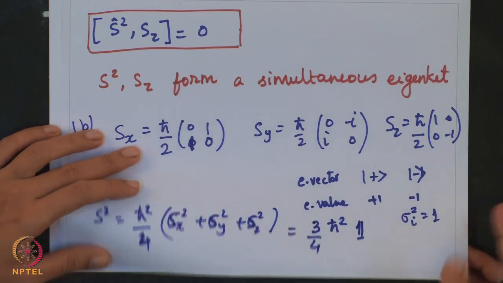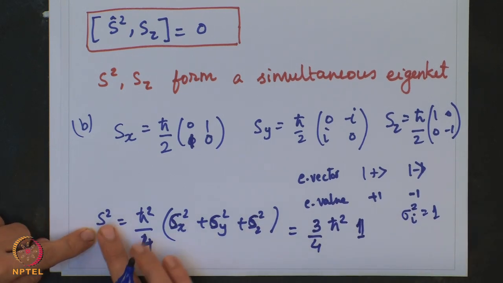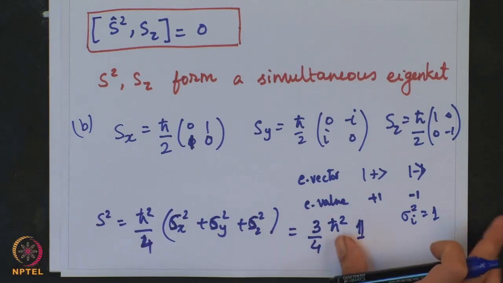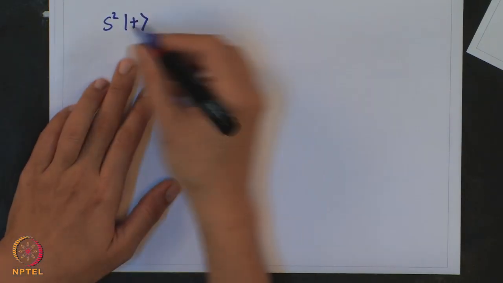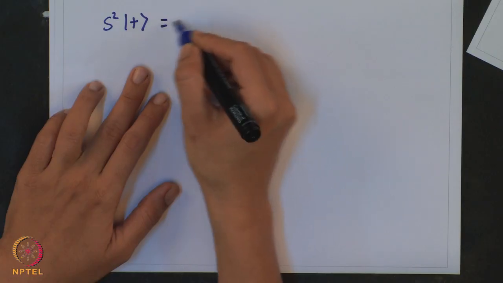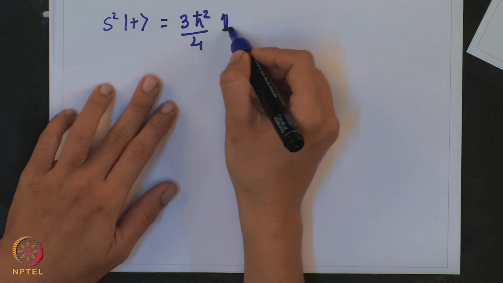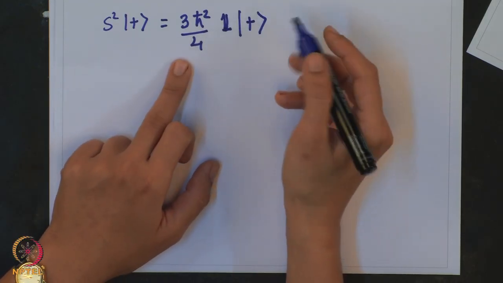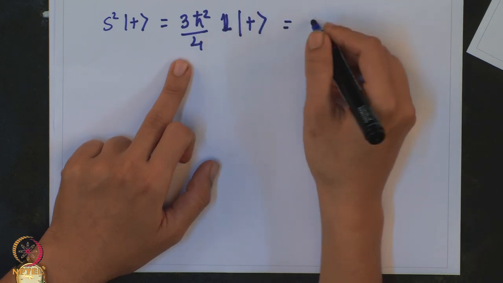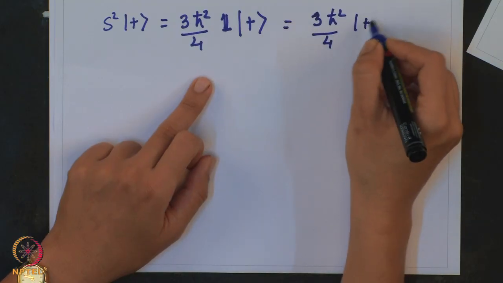Okay. So, this identity matrix, when you operate on the eigenket plus, what do you obtain? When I operate S square on the plus state, I obtain 3ħ square upon 4, and since you have an identity operator, it will just give me 1 and project out the plus component, which will be nothing but 3ħ square by 4 times plus.